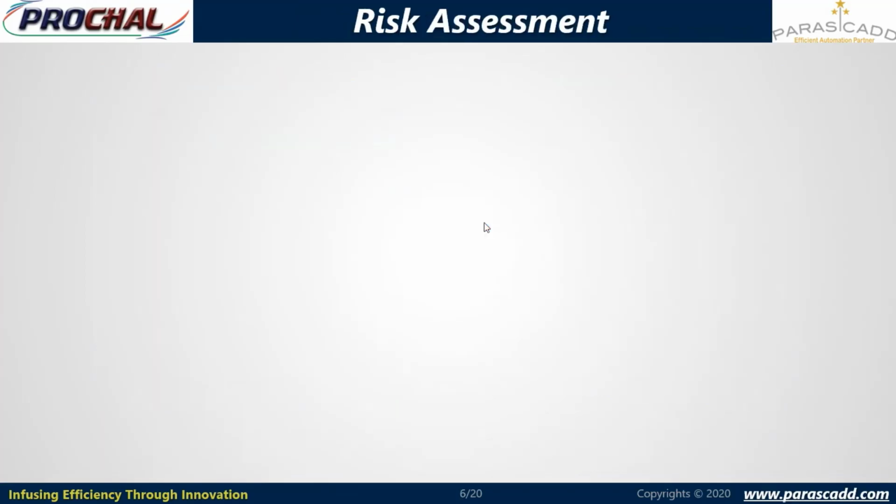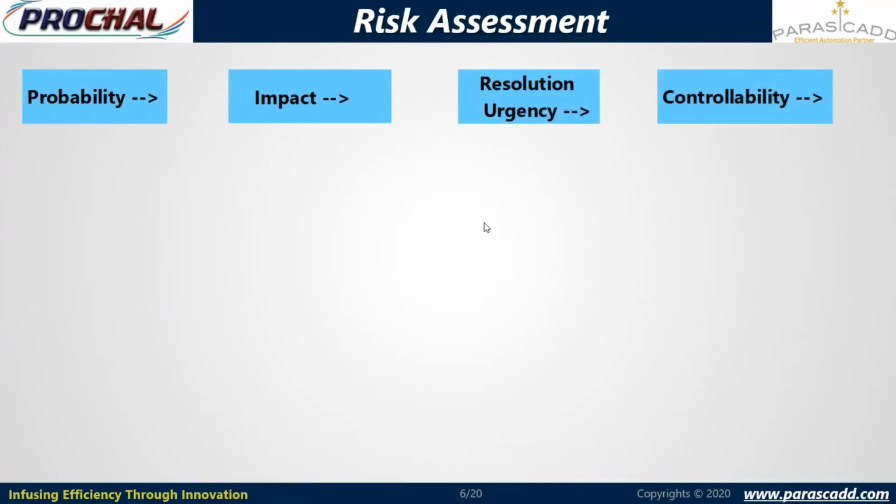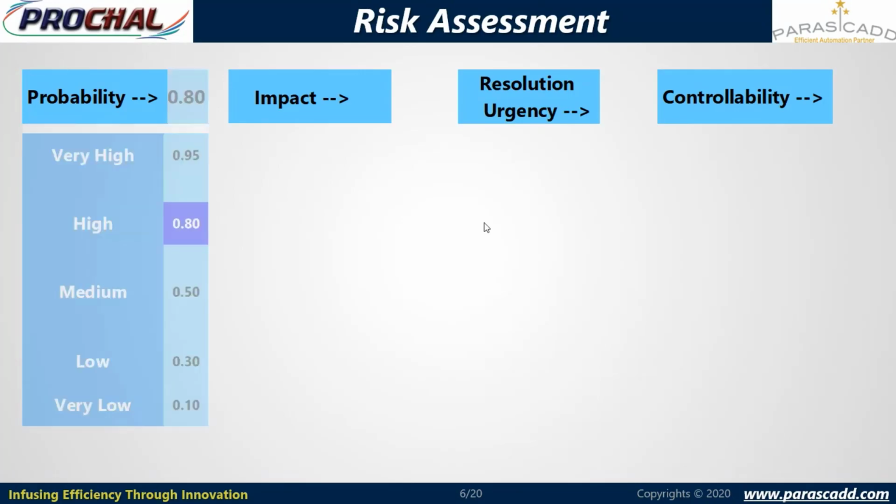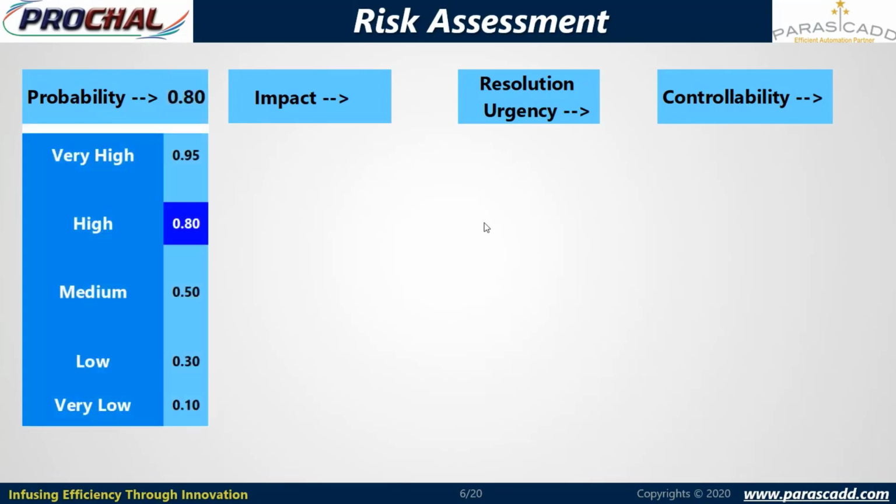Risk assessment. Risk assessment is divided into four assessment types, that is assessment by probability, then assessment by impacts, assessment by resolution urgency, and assessment by controllability. So probability is subdivided into five types. Here 5 values are available for selection: very high, high, medium, low, and very low.